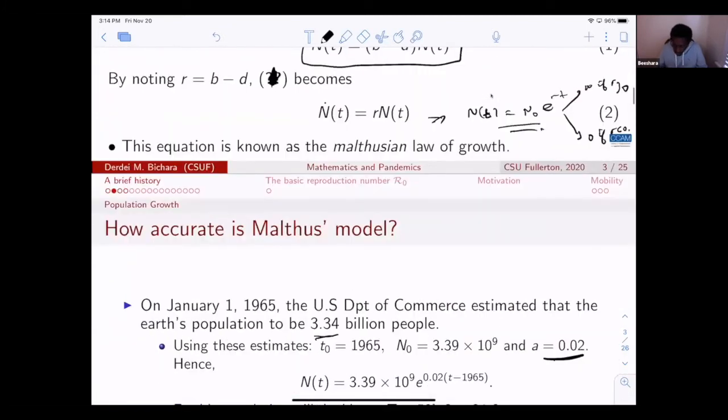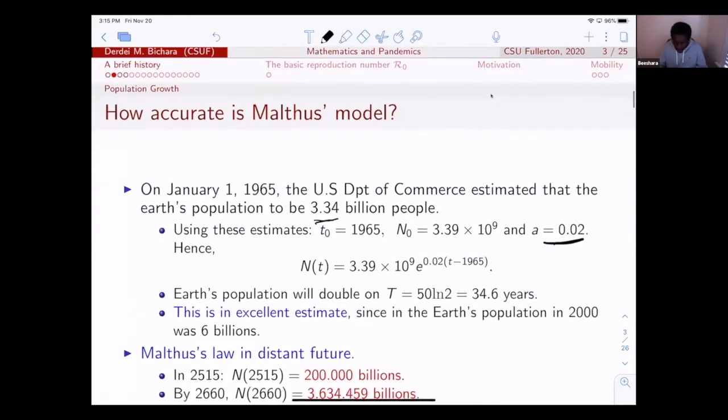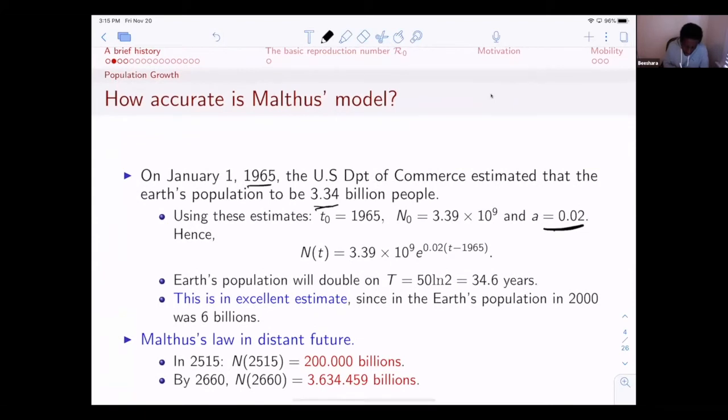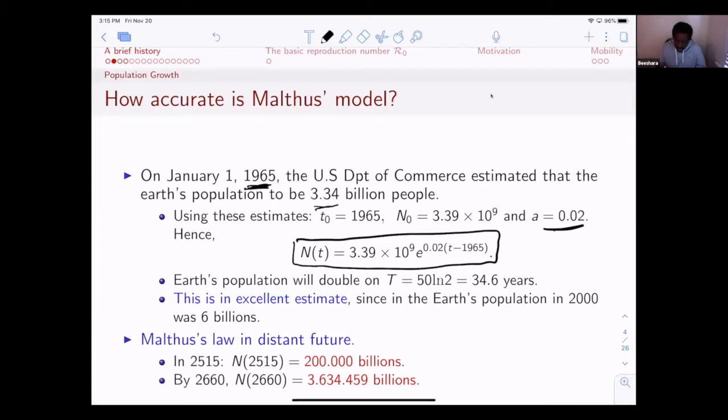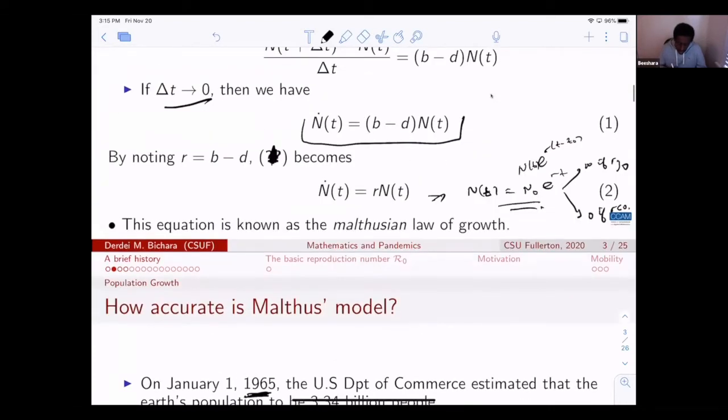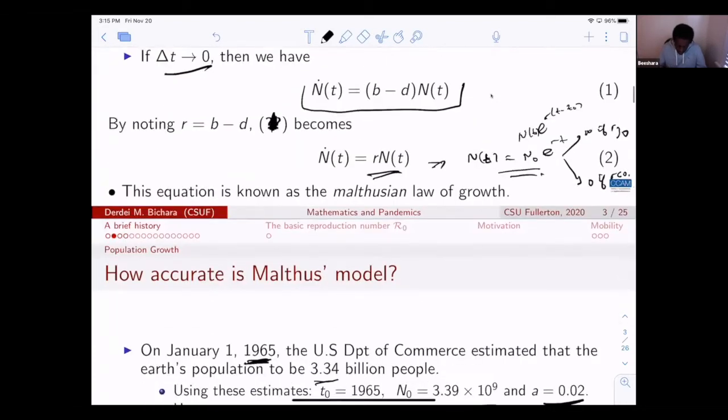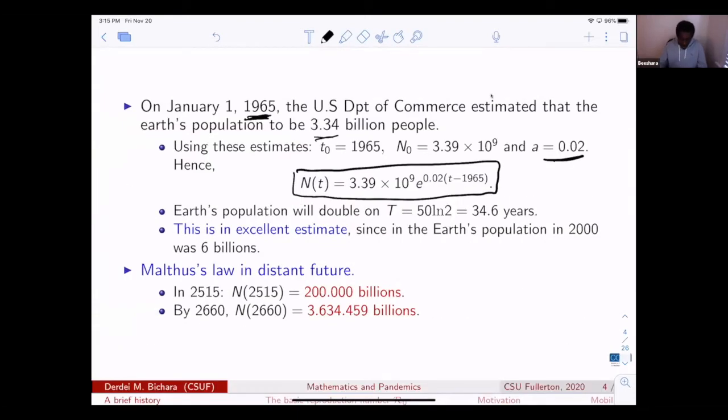Or, if you don't have a time t equals 0, it will be r times t minus t0, with n of t0, so t0 could be anything. This happens to be in 1965. In general, this is how the population evolves over time, if we suppose that our initial, the Malthusian model, is accurate.